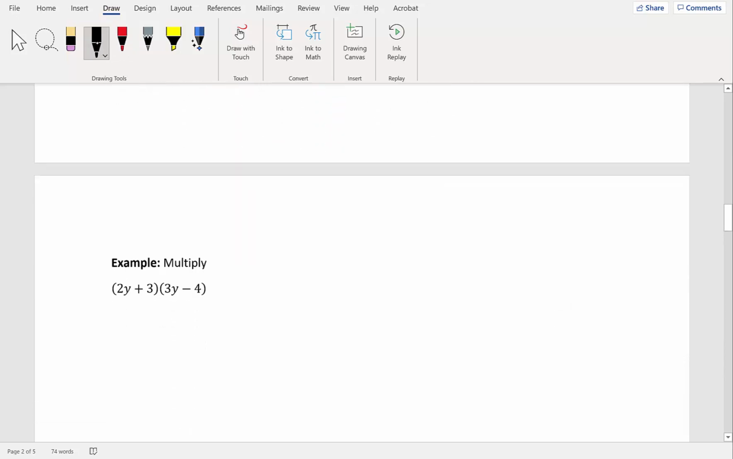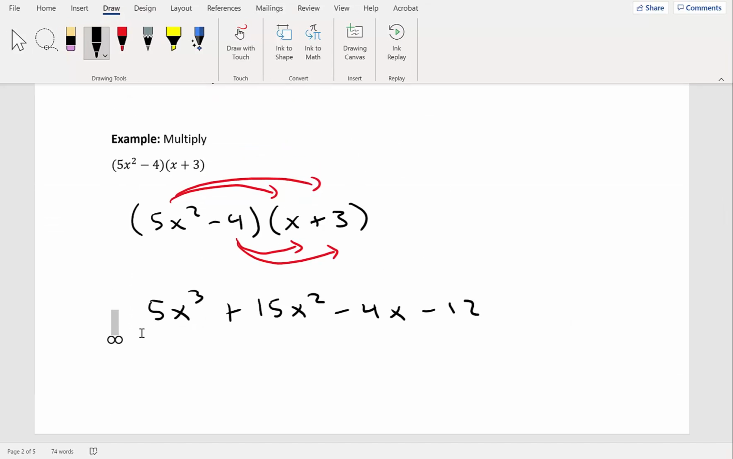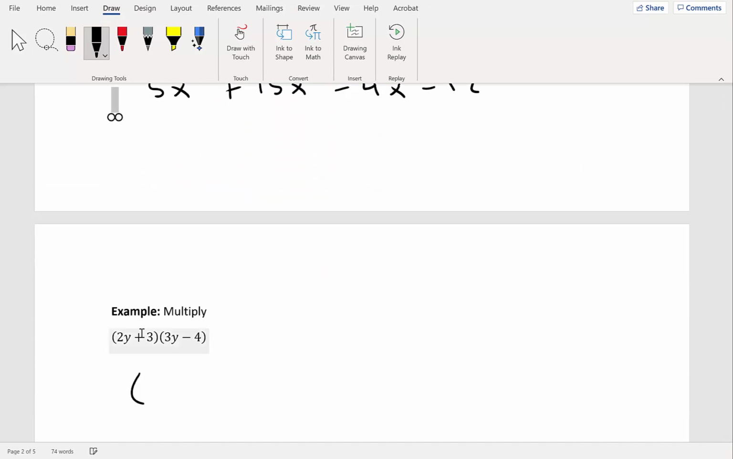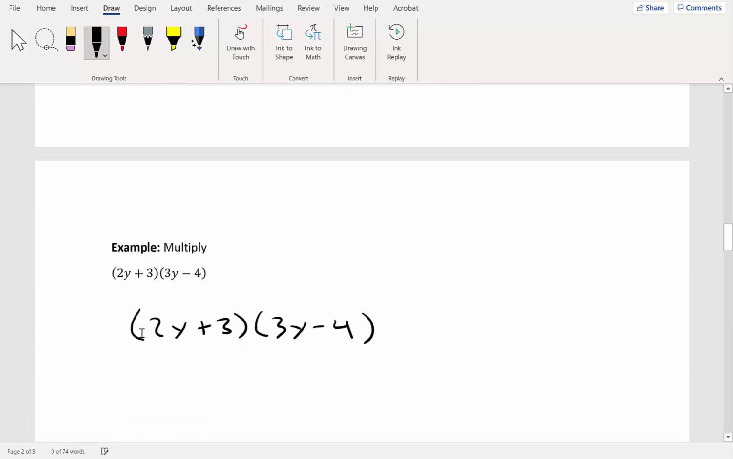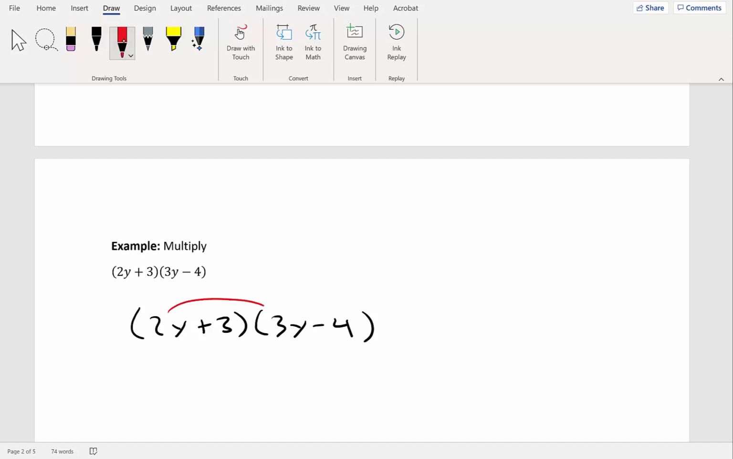Let's try this one out. So we have 2y plus 3 times 3y minus 4. Let's take our first term, it's 2y. We're going to distribute it out to each one of these. So 2y times 3y, I get 6y squared. 2y times negative 4, I get negative 8y.